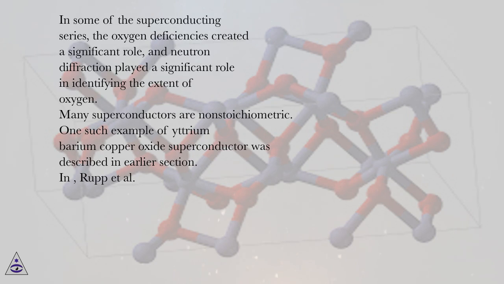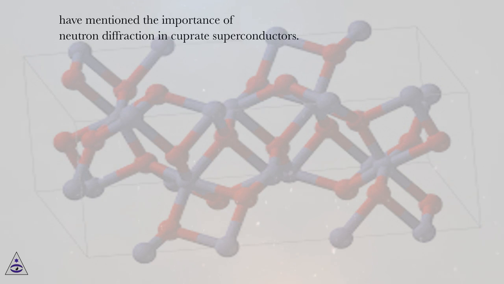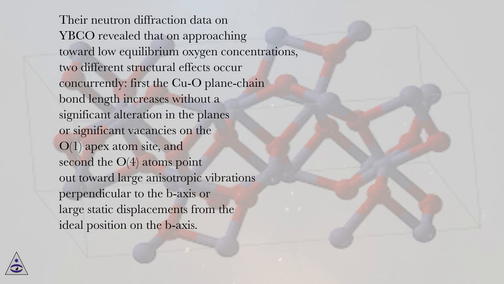Many superconductors are nonstoichiometric. One such example, the yttrium-barium copper oxide superconductor, was described in an earlier section. N. Rupp et al. have mentioned the importance of neutron diffraction in cuprate superconductors. Their neutron diffraction data on YBCO revealed that on approaching low equilibrium oxygen concentrations, two different structural effects occur concurrently. First, the O2 plane chain bond length increases without a significant alteration in the planes or significant vacancies on the O1 apex atom site, and second, the O4 atoms point toward large anisotropic vibrations perpendicular to the b-axis or large static displacements from the ideal position on the b-axis.